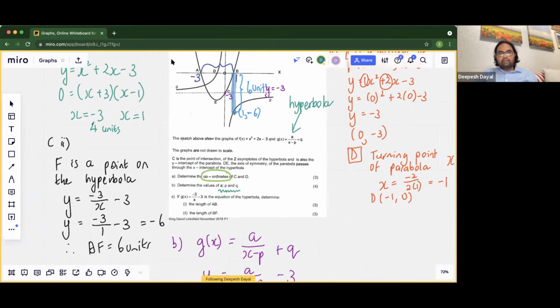Six units. Okay. Yeah, very good. And Sinesipo also, we don't write units as negative, right? Units has to be a positive value like distance, right? Distance is never negative, it's positive, right? So BF equals 6 units. BF is 6 units, right?